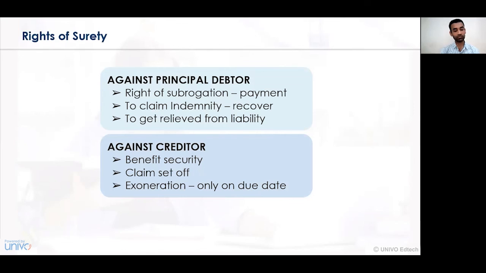Exoneration. This is a right that can be availed of by a creditor, which can occur only on a specific due date. So unless and until the due date occurs, the liability of a creditor or of a surety does not exist. And the rights against the co-surety. So if a larger number of sureties are involved, then accordingly the right of co-sureties is also associated with the principal security.